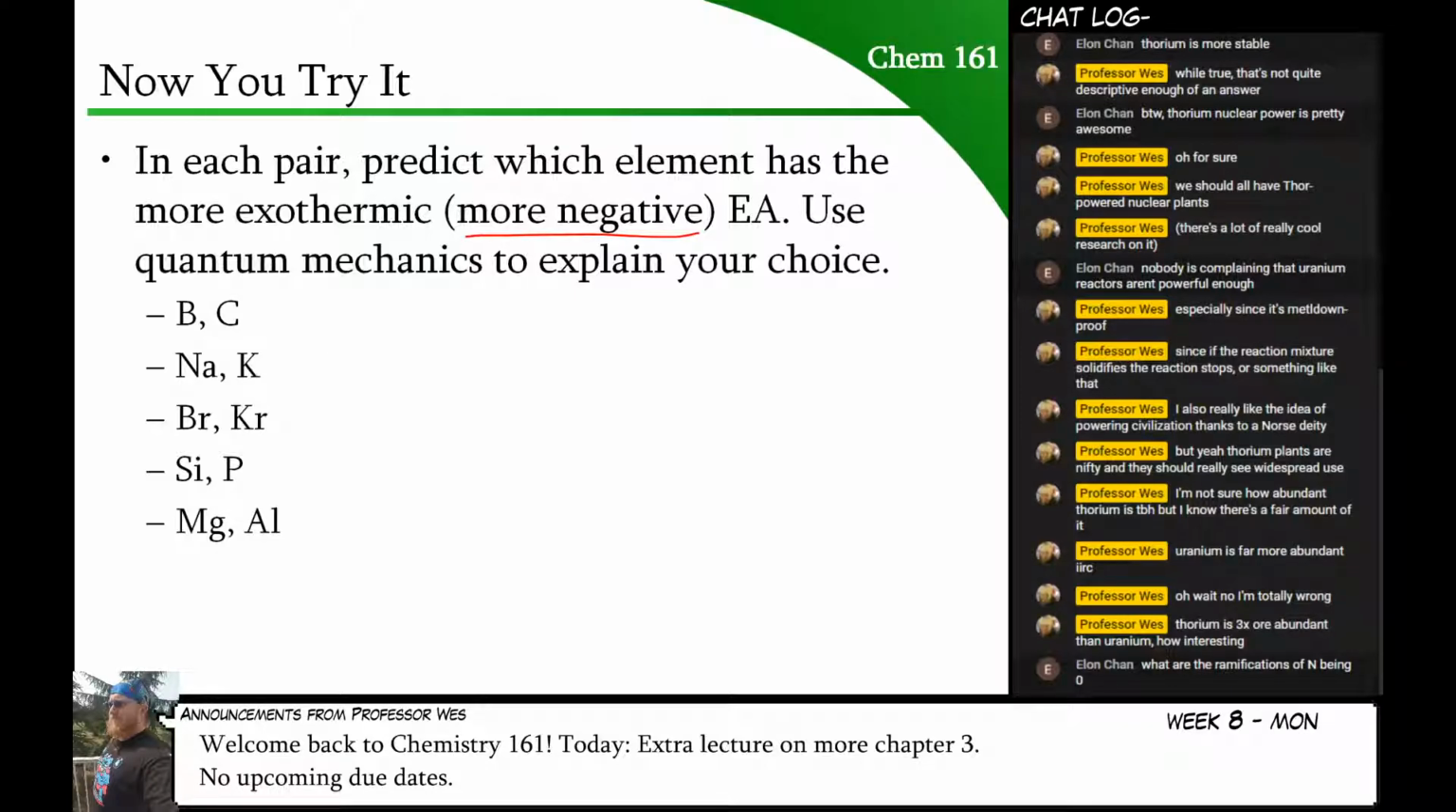For example, this first one, they're in the same period, so which one has a higher Z effective? Well, this one is Z effective 3 plus and 4 plus. Electrons are more attracted to the nucleus when there's more charge pulling them in, so this must have the higher electron affinity, more negative. Do that for the rest of the pairs, and we'll go over the answers in a second.